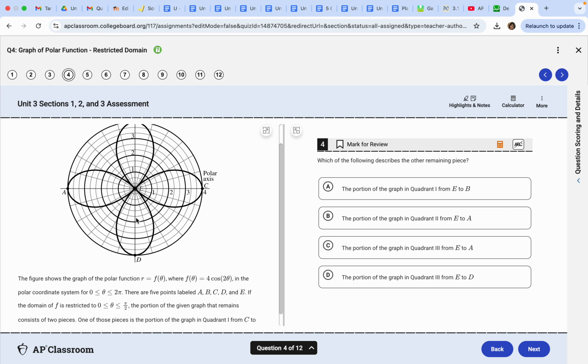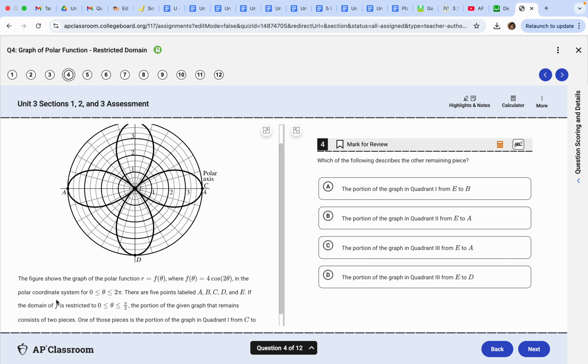Out this question here. And what's really good is this is a calculator active question. So that means you're going to have access to Desmos. Let's read it and then we'll work on it. So it says we have a graph of a polar function, f of theta equals 4 cosine of 2 theta.